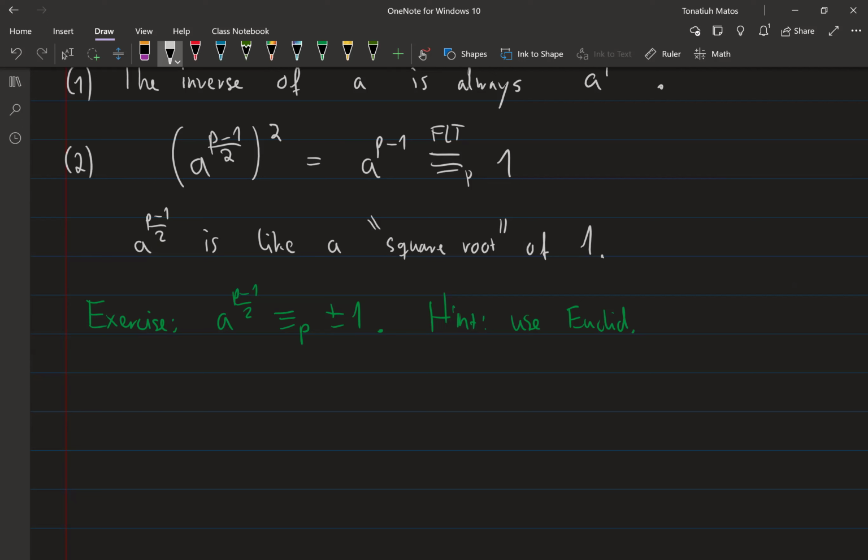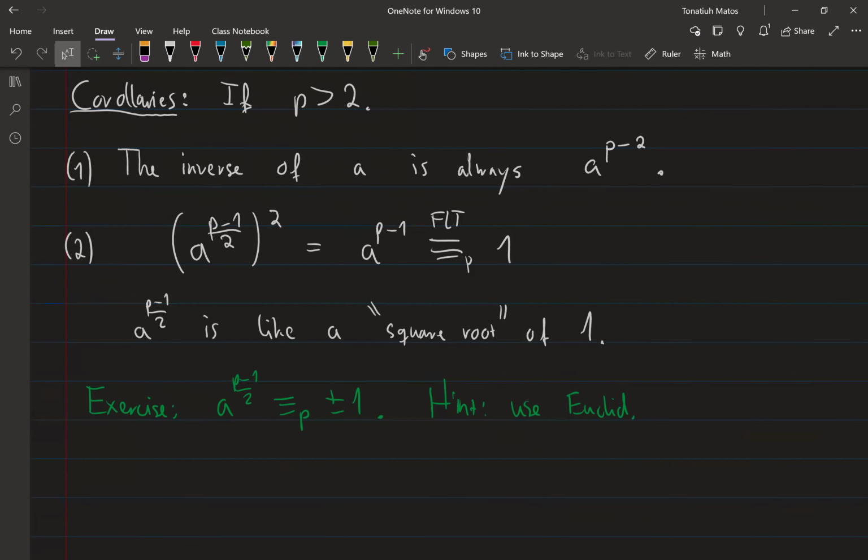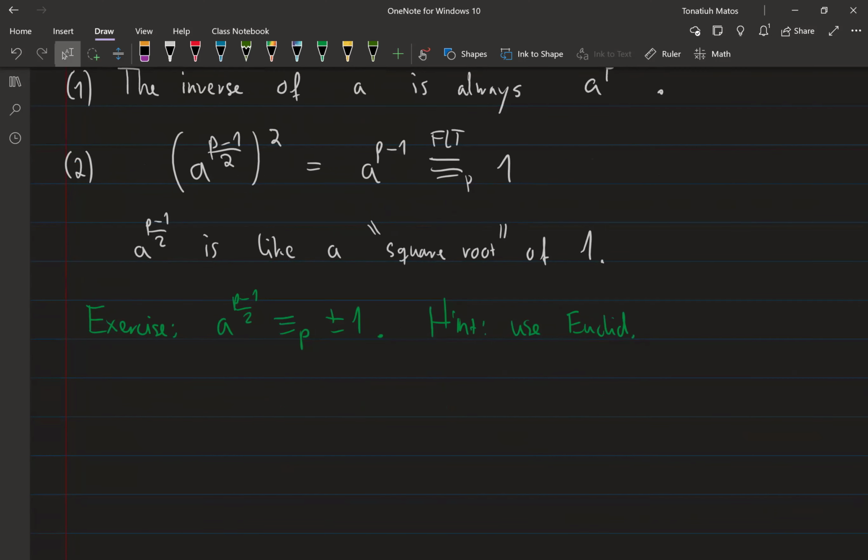But yeah, there's a big part of number theory that is dedicated to studying squaring, what happens when you square things, and when do you have a square root. So this isn't necessarily obvious. It's like a glimpse to more difficult things.